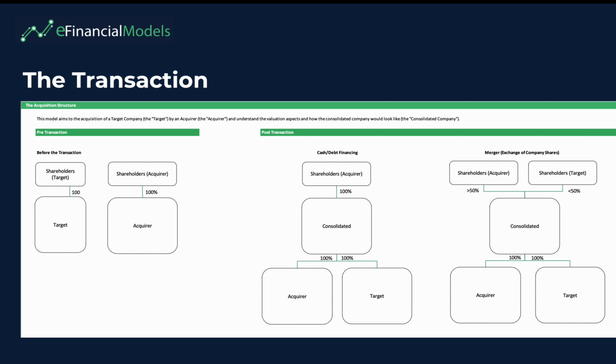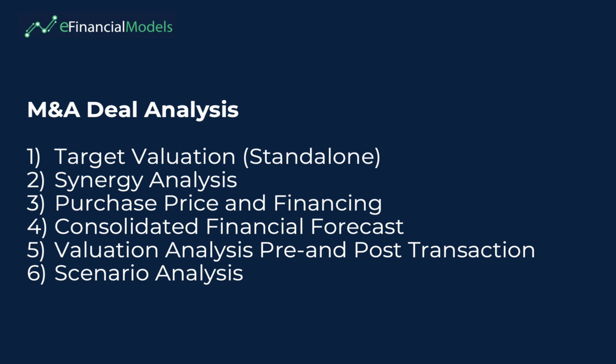The question now is how to analyze such a transaction, and we have developed a framework in 6 steps on how to do that. The first step is that we need to look at the target and its valuation on a standalone basis and figure out how much the company is worth by itself. The second step involves looking at the potential synergies created when we put the two companies together. These can be additional revenues we can unlock, or we can save some costs.